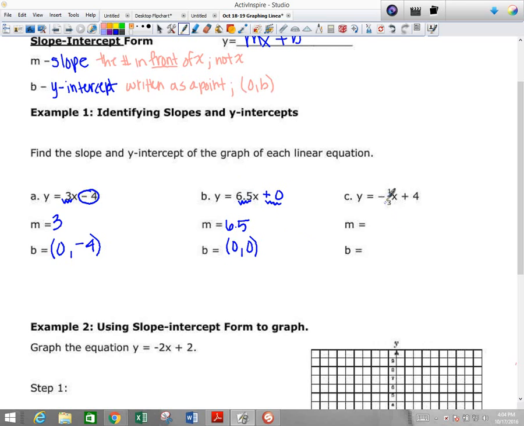The next problem is y equals negative 1 over 3x plus 4. Negative 1 over 3 is a number, even though it's a fraction, and it's negative. That means it has a negative slope. It is still a number in front of x, so my slope is negative 1 over 3. And my y-intercept is (0, 4). Make sure you put parentheses around those ordered pairs. So that's pretty simple. We got a slope, we got the intercept. As long as it's y equals, we're good.